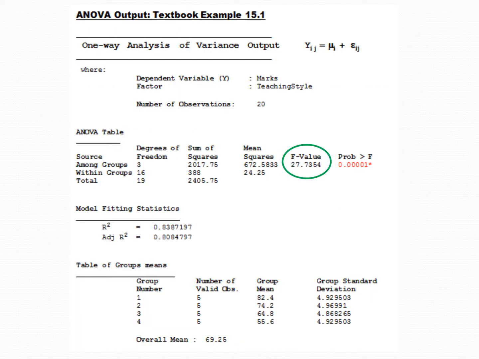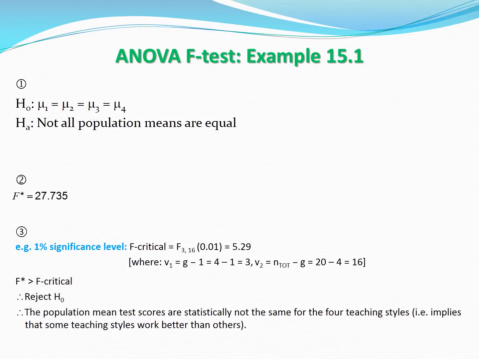On your ANOVA computer output, you can see that your F statistic is going to be 27.7354, and that will be the value that we use in our hypothesis test for the F test. So for step 1 of the F test, for example 15.1, you state your hypotheses. For the null hypothesis, we will state that μ1 is equal to μ2 is equal to μ3 is equal to μ4, because we had 4 different groups. And then in the alternative hypothesis, not all our population means are equal.